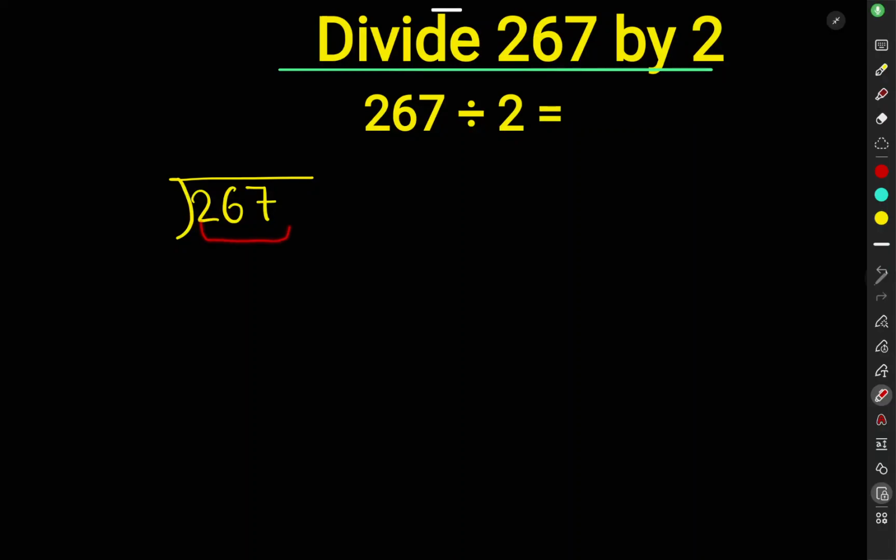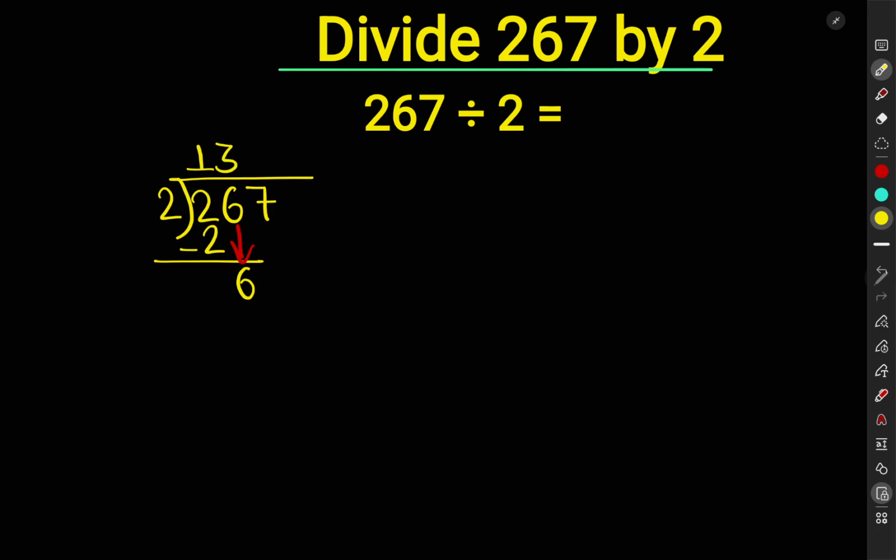Here we divide 267 by 2 in long division method. So 2 times 1 means 2. On subtracting we get 0. So now we put down the number beside this 6 and we remove this 0.